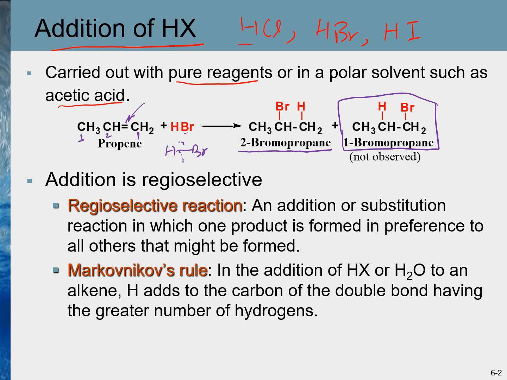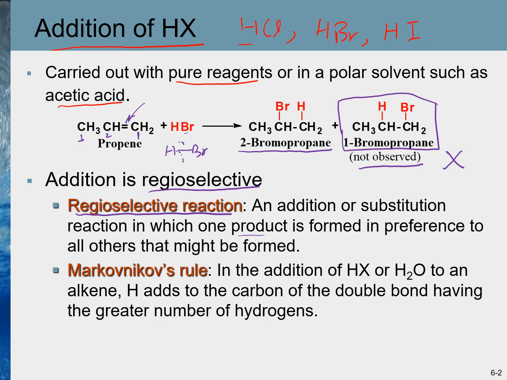As it turns out, the addition of Br to carbon number 1 is not observed. So that means that addition of hydrogen halides to a double bond is not random. It is selective. This kind of selectivity, in which a species is selective towards a particular region of a molecule, is known as regioselectivity. So this reaction is a regioselective reaction. The definition of a regioselective reaction is an addition or substitution reaction in which one product is formed in preference to all others.